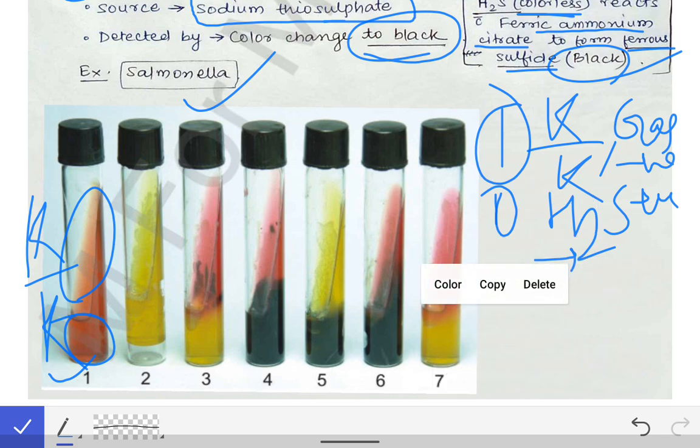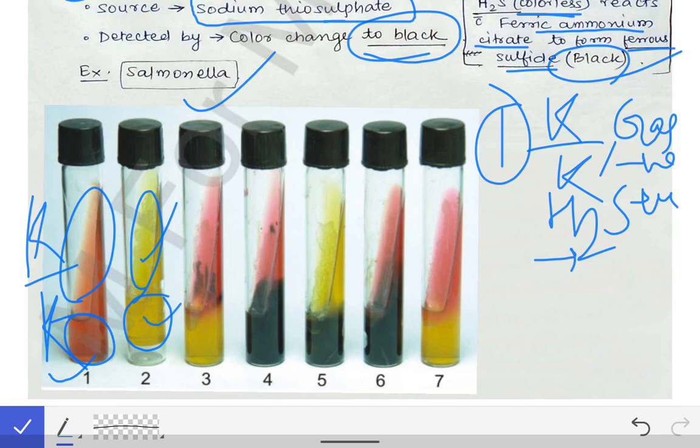So coming to the test tube number 2, we are seeing that both the slant as well as the butt have changed the color to yellow. That means the acidic reaction has occurred both in the slant as well as in the butt. So we can say this is acid by acid, A by A, or acid over acid. Again we can see that gas has been produced. Can you see the gap here? The agar has been pushed apart from the base of the test tube. That means the gas has been produced.